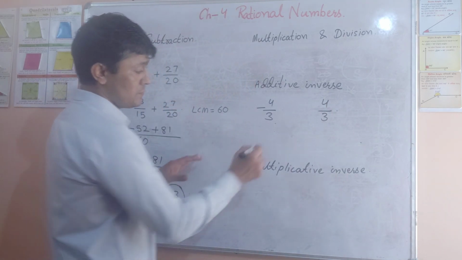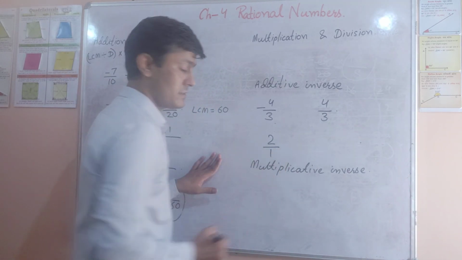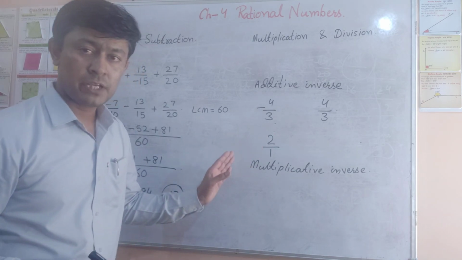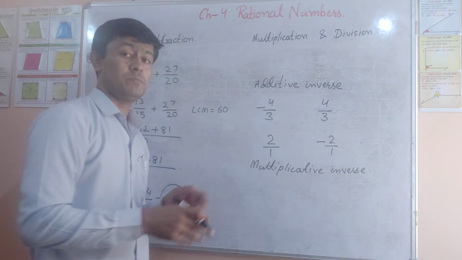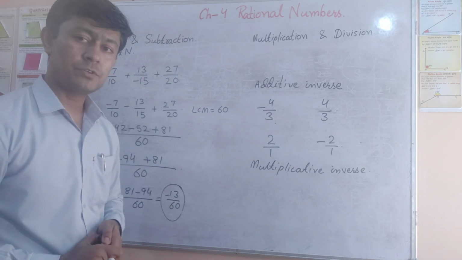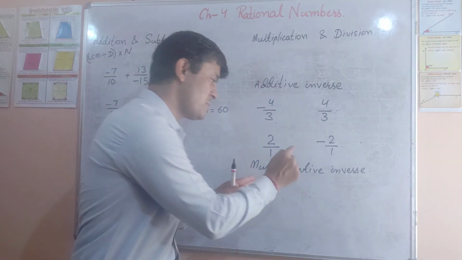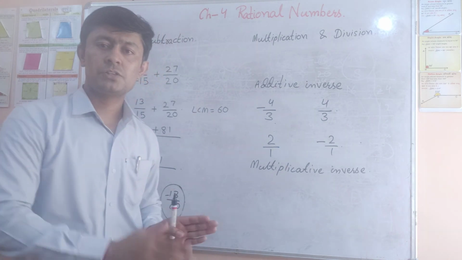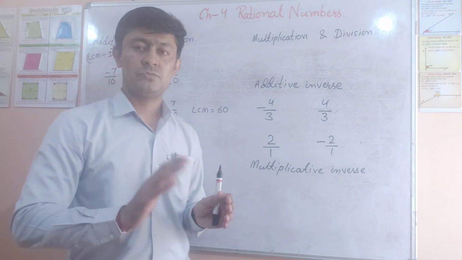Simple one. Suppose this is 2. Is it a rational number? Yes. Why? You can write 2 upon 1. So 2 upon 1 is a rational number. This is positive. If you have to find out the additive inverse of it, then minus 2 upon 1. Simple. The additive inverse. But in case of multiplicative inverse, what you have to do? You have to take the reciprocal of it. Do not change the sign in multiplicative inverse. When you have to find out the multiplicative inverse, there is no need to change the sign. Just take the reciprocal of that rational number.